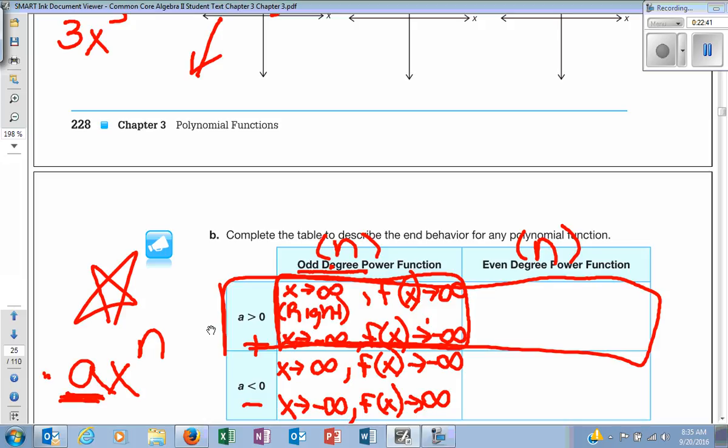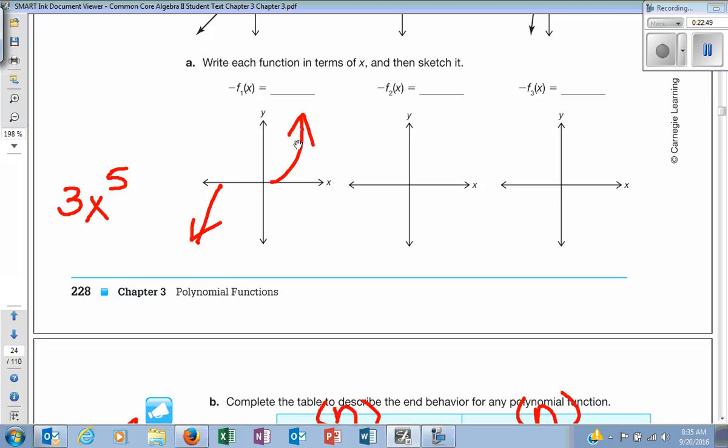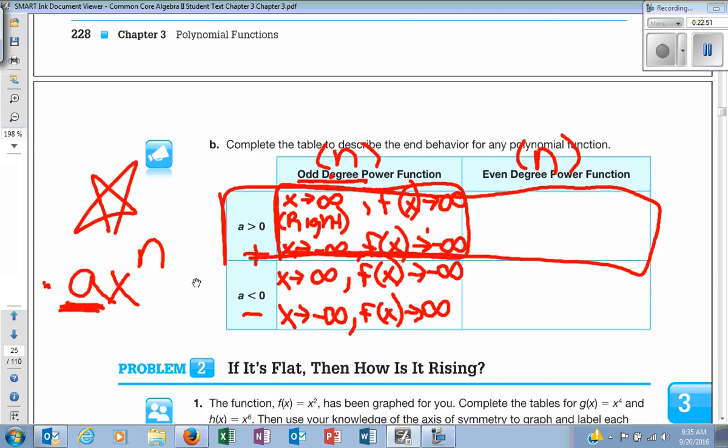That's called the end behavior. I know that the left end of my graph is going to be going down, and I know my right side is going to be going up. How did I know that? That's what this chart is telling me. Right side is going positive infinity. What does positive infinity really mean? Up. If I'm talking about y, positive infinity for y means going up.